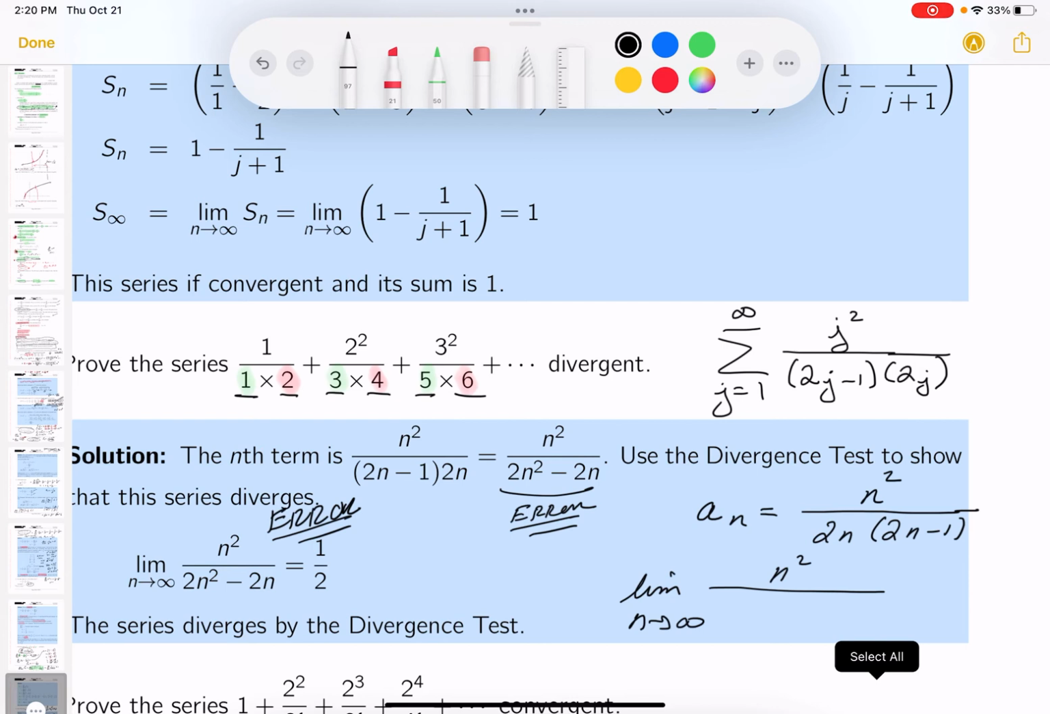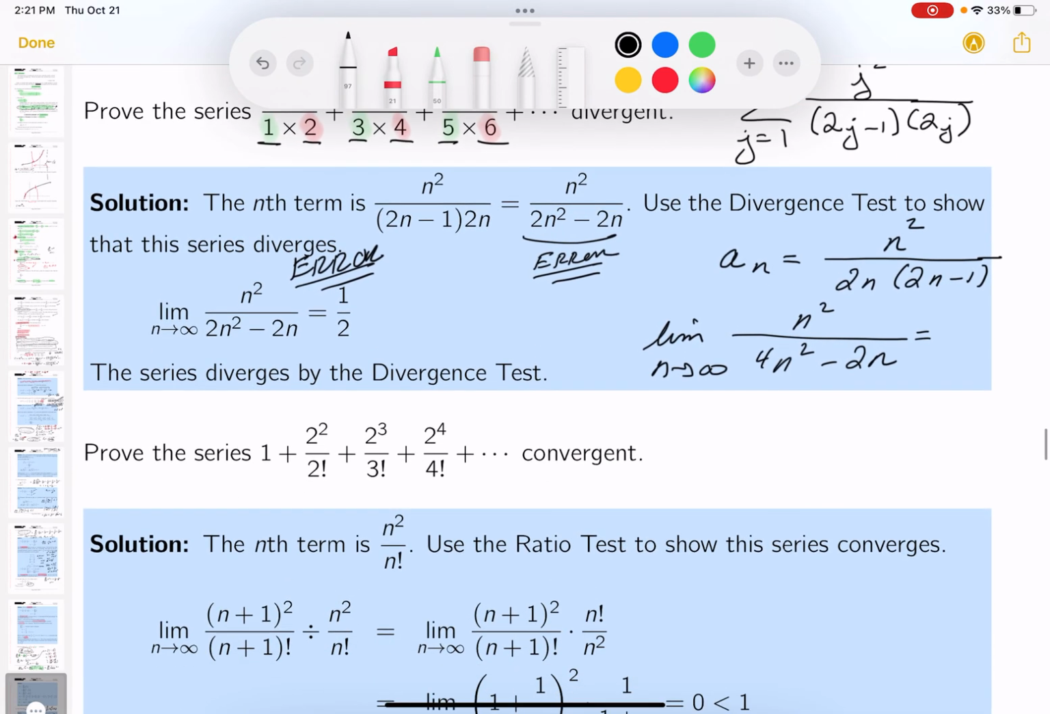That's going to be 4n squared minus 2n. I think I did okay there, right? Yeah, I think I did it right. What I'm going to do here is what I think most reasonable people would do. I would divide by the highest degree variable, which is n squared. You get 1 over 4 minus 2 over n.